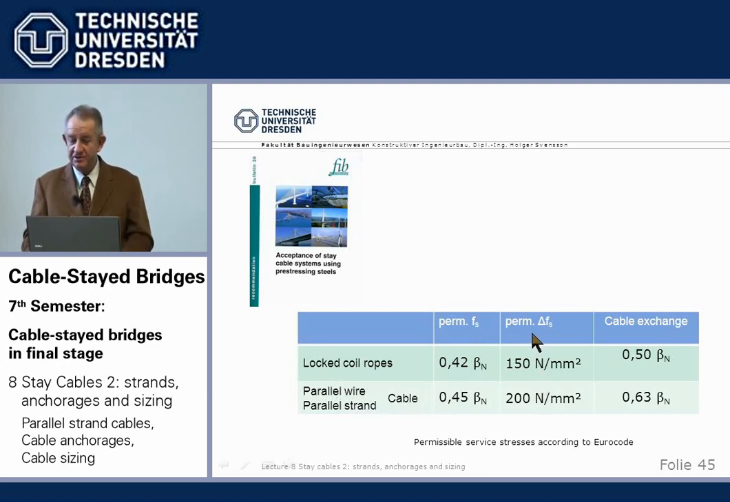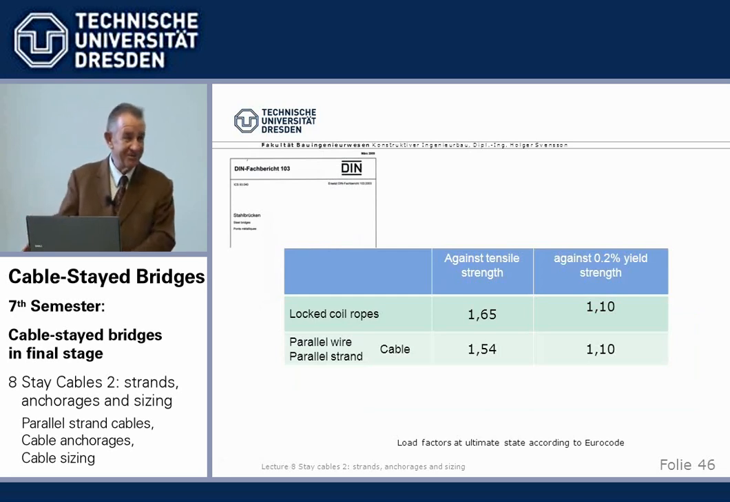In addition, you like to know the fatigue range. Permissible fatigue range for lock coil ropes is 150, parallel wire and strands is 200. The test conditions and all that, find somewhere else. And if you exchange a cable, you remember Kühlbrand bridge. Cables were deteriorated, they had to be exchanged, and if it's planned, you can allow a little bit higher stress: 0.5 instead of 0.42 and 0.63 instead of 0.45. That's, as far as I'm concerned, basically what you need to know. That's mainly the way I've sized stay cables all over the world.